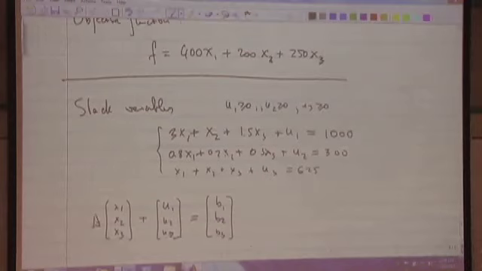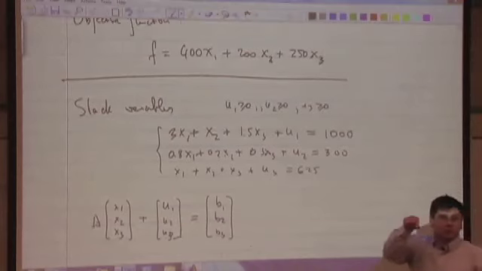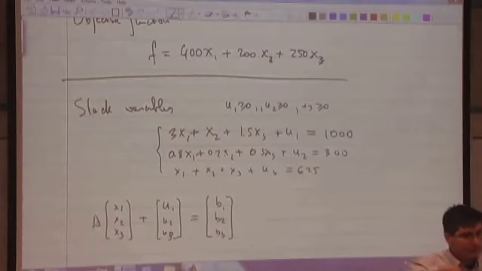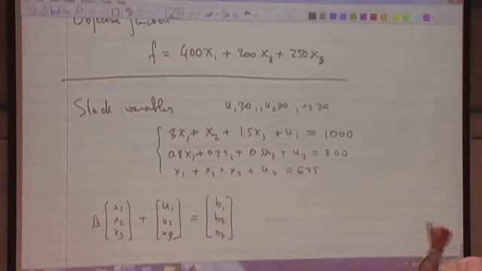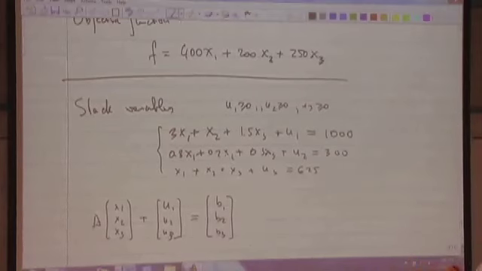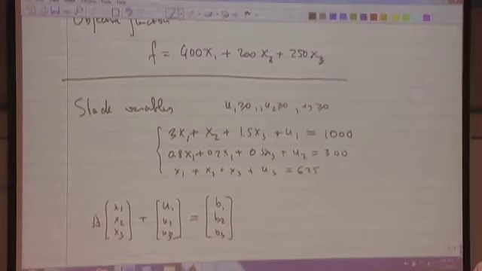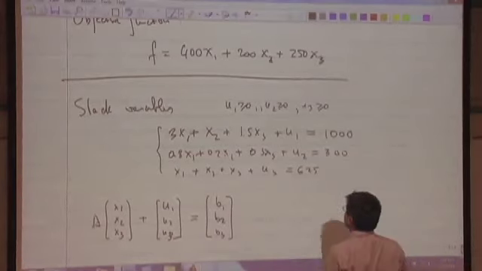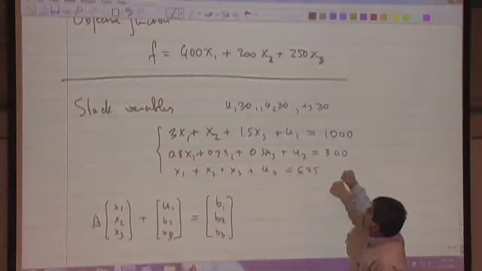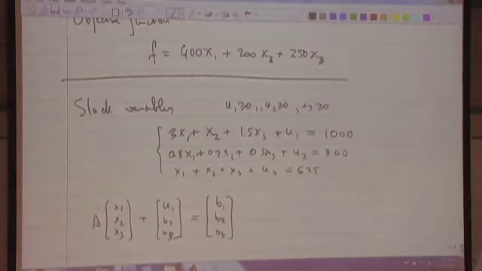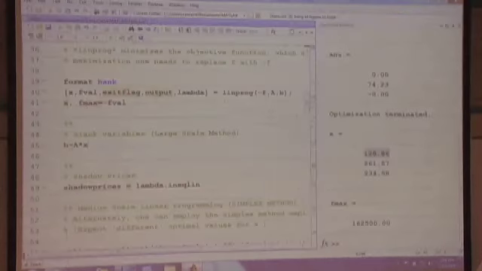It's important that the inequalities are all less than or equal to. What if one inequality is greater than or equal to? You would flip it around and put a negative in front, and type that into the matrix. Maybe I'll show you an example in a second. Okay, so these are the slack variables, and they have a meaning.